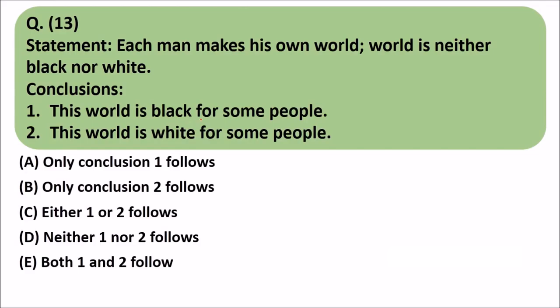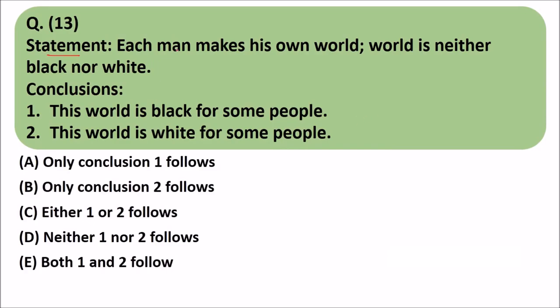Conclusions: this world is black for some people, this world is white for some people. Now over here, what you might think is that you might remember, whatever we say, or we saw that Ram can secure first, will come first in class, or Ram will come second in class, and you might directly mark either 1 or 2 follows. But no, please pay attention over here.